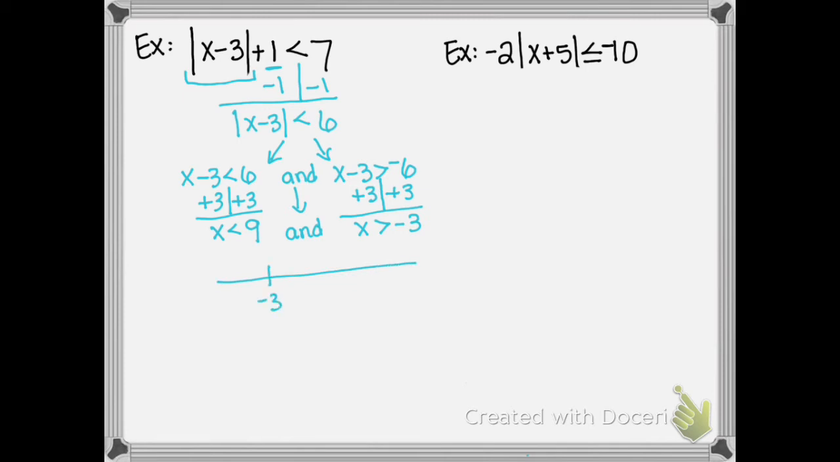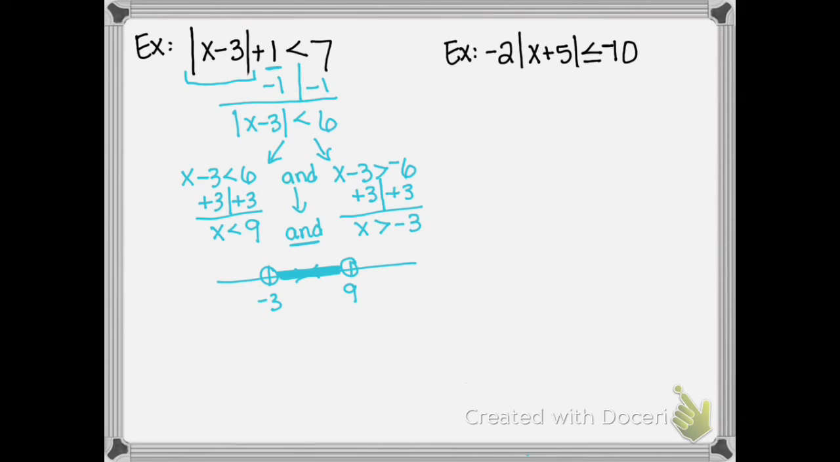To graph the fact that they're both less than and greater than, we're going to have open circles on each of them. The first one says x less than 9. Less than means we're going to the left, and x greater than -3, greater means we're going to the right. Now, and means we shade the overlap, so they're going to overlap in the middle. Remember, any numbers in that blue shaded region are members of your solution set.